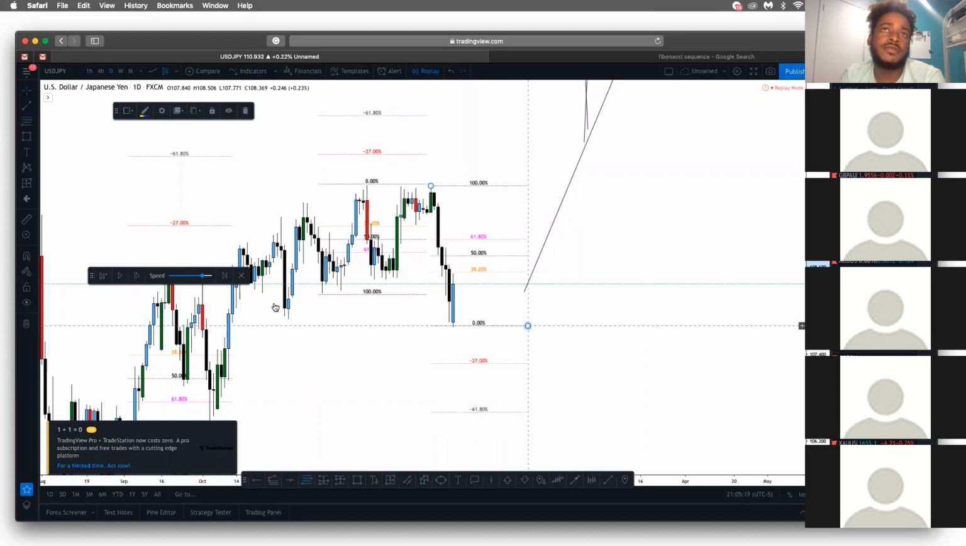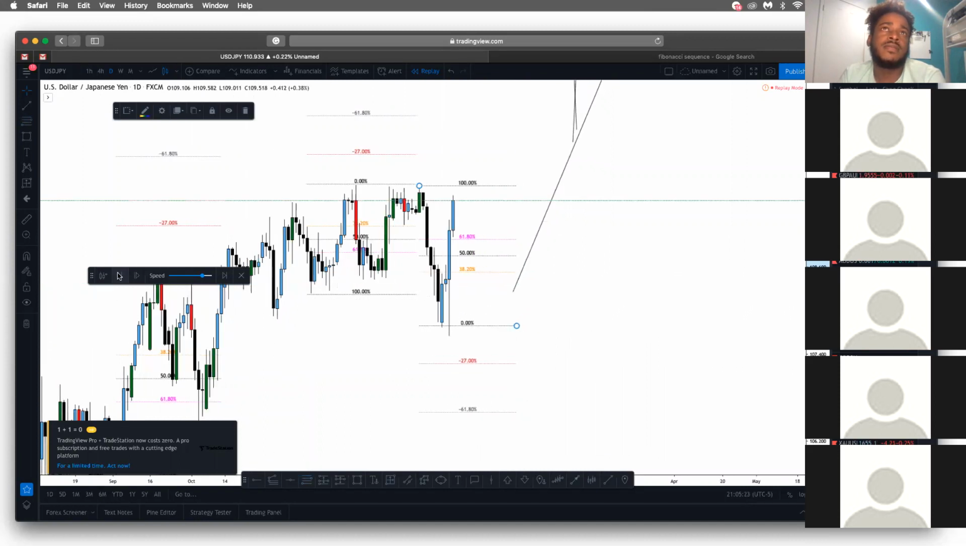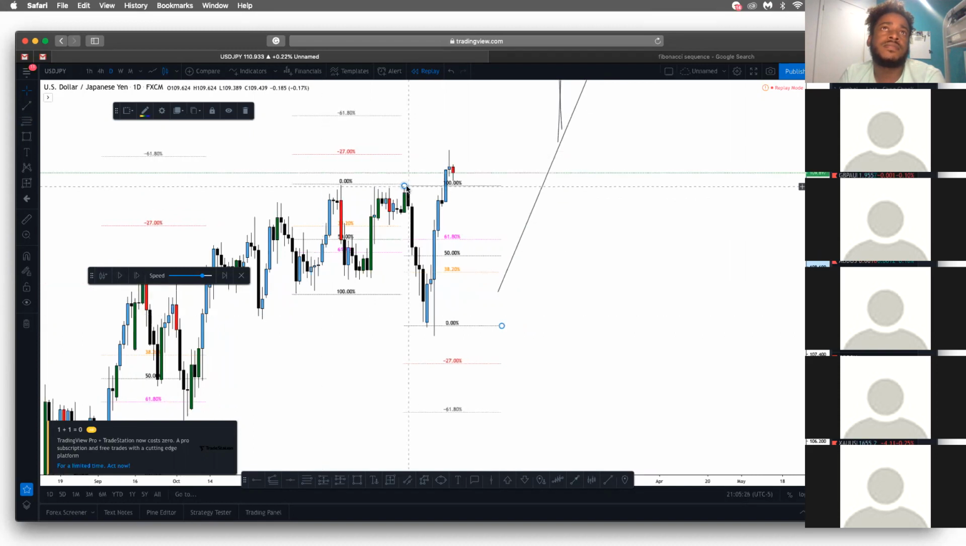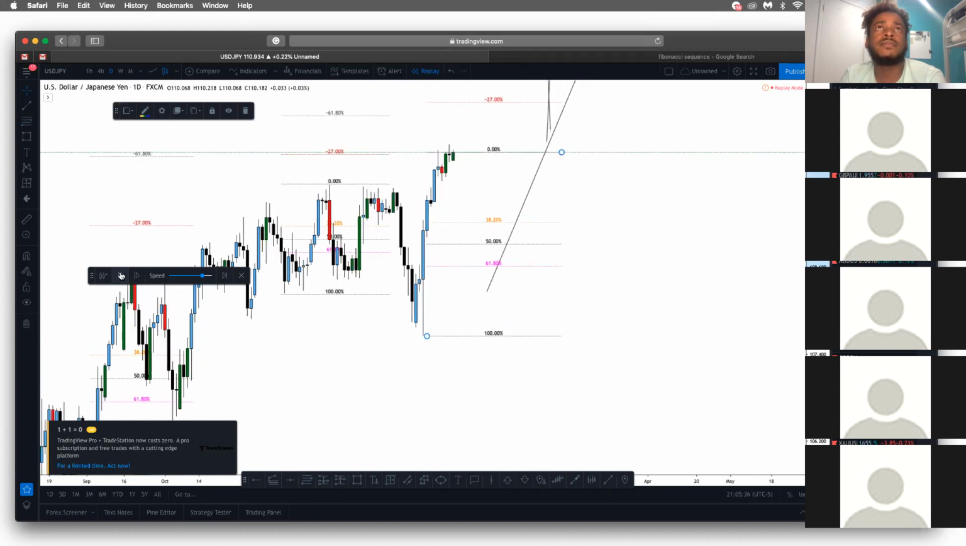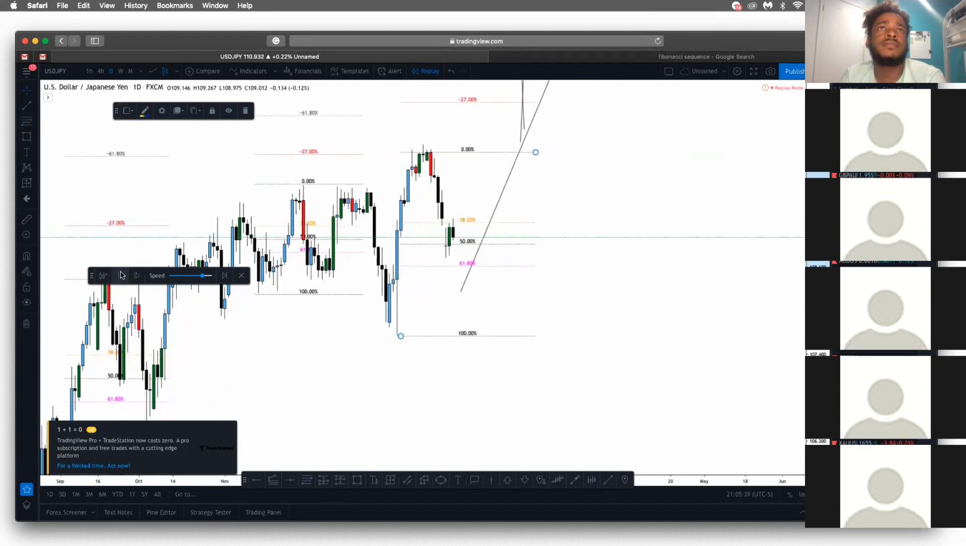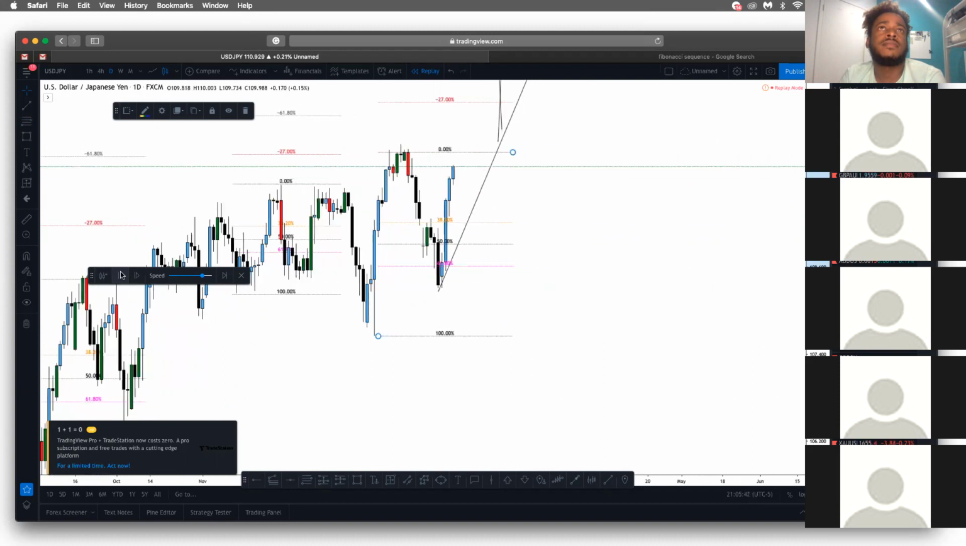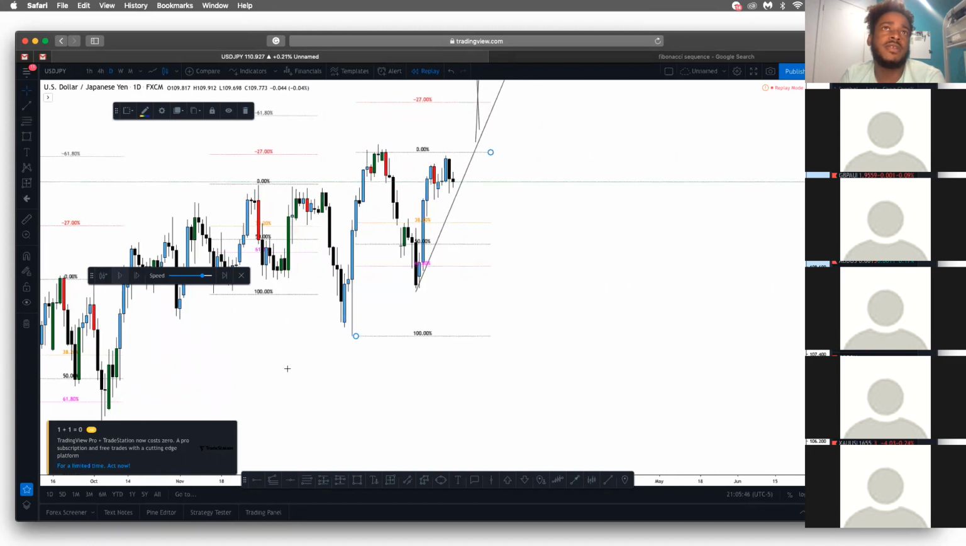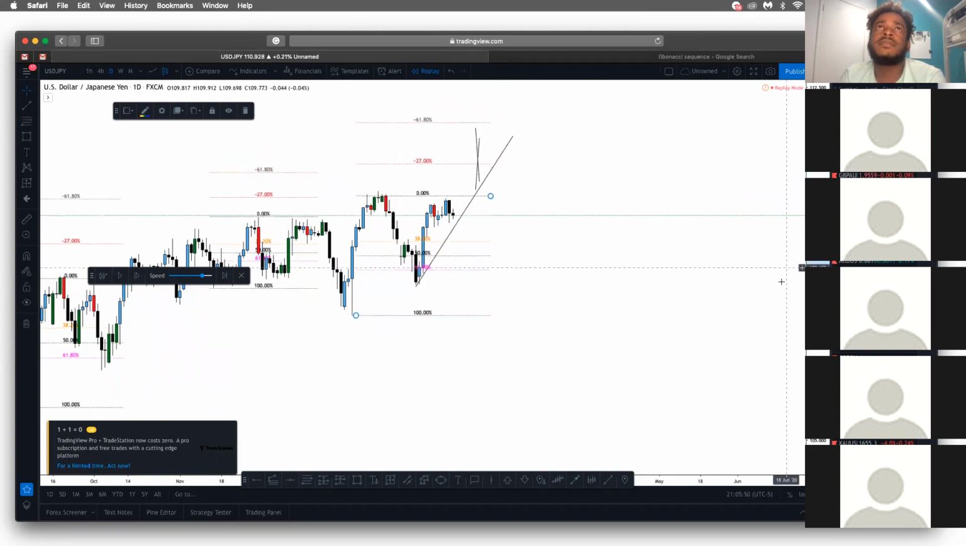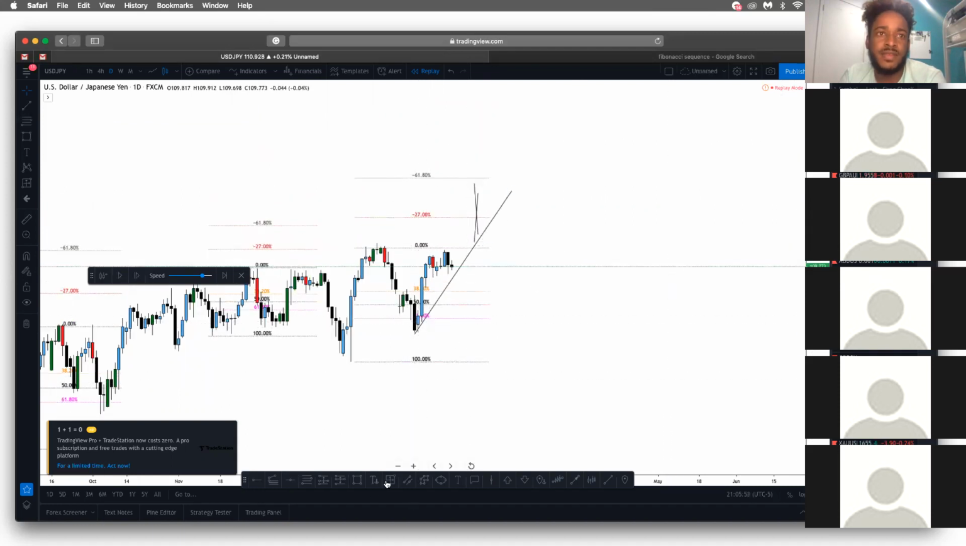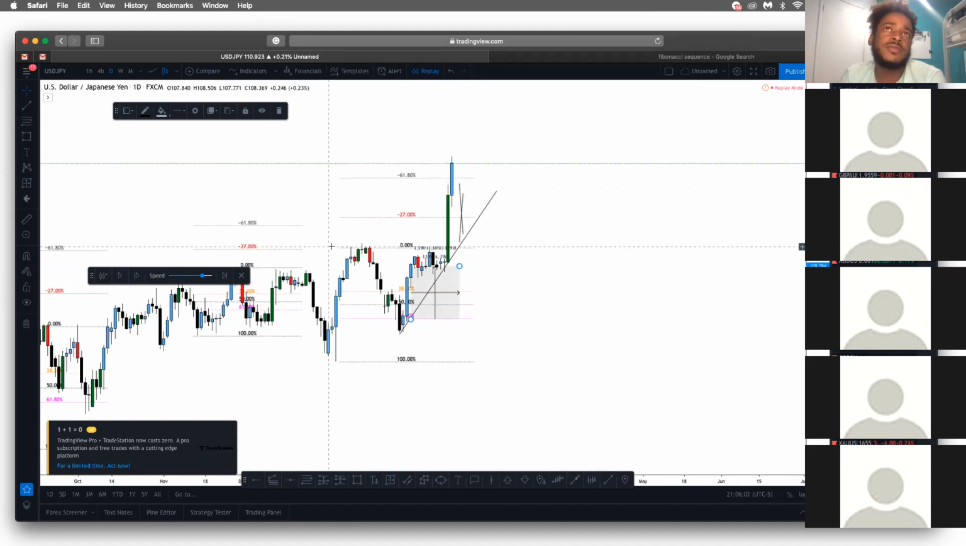What we're doing, we're drawing the... Okay, so here we had a reaction of the 61.8. Right. If you had gone long here, it would have been up 120 pips. Your target, well, the market would have smashed through your targets, right?